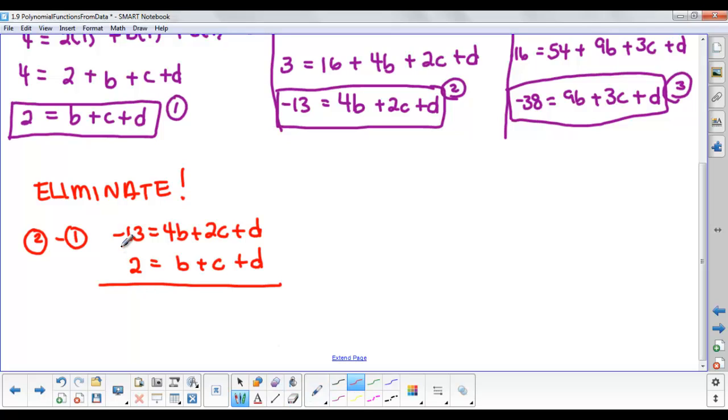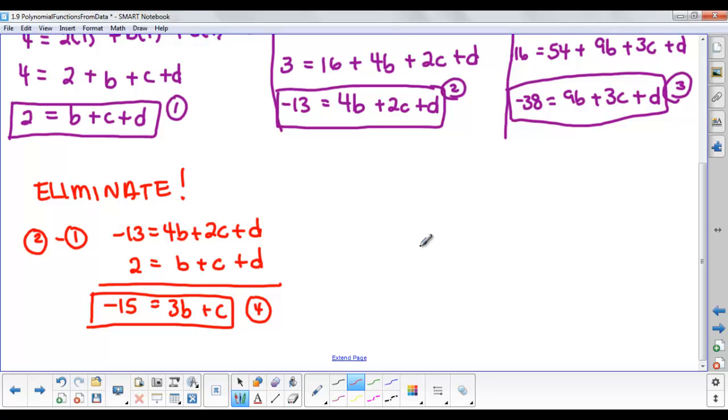So negative 13 take away 2 gives us negative 15. 4 take away 1, 2 take away 1, and then 1d take away 1d, gone, eliminated. So what we've done now is we've created an equation with two variables. We will call this equation 4. Because what's going to happen is I'm going to do this process one more time so that we can create another equation with two variables, and then that way we can subtract those and eliminate another variable.